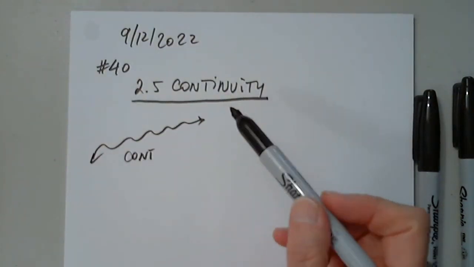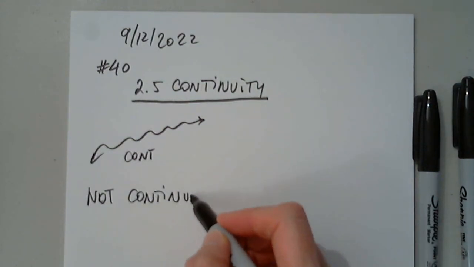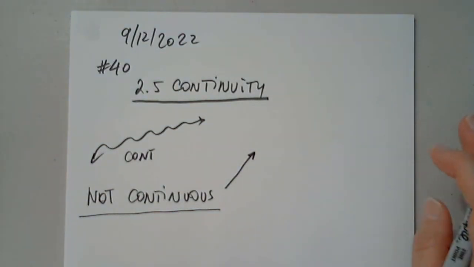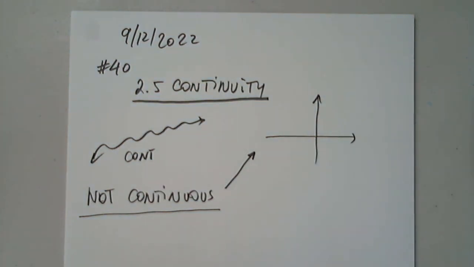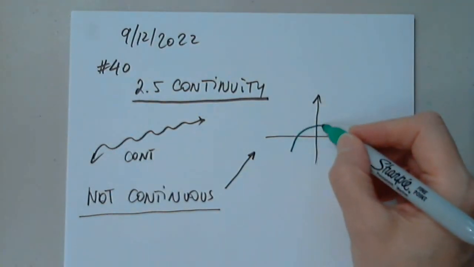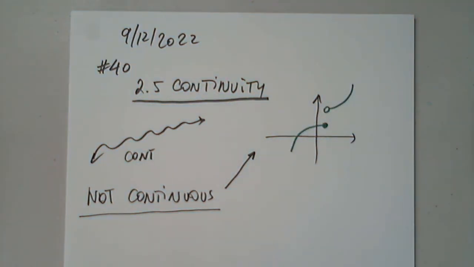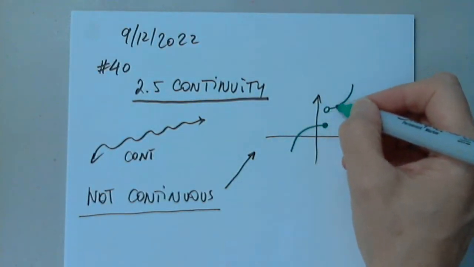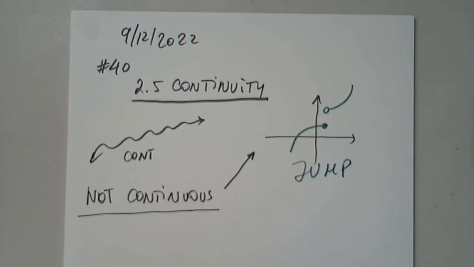So when is a function not continuous? Here's one situation. Here's a graph of a function. Obviously, I had to graph this piece and jump up here and continue. Of course, this is called a jump. So a function is not continuous if it has a jump.